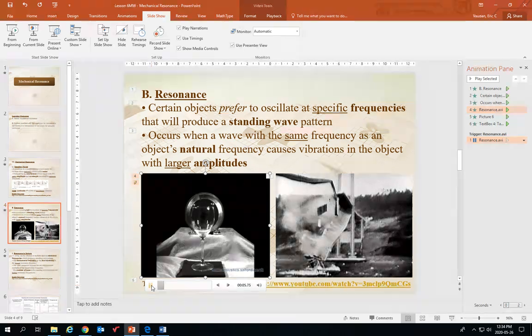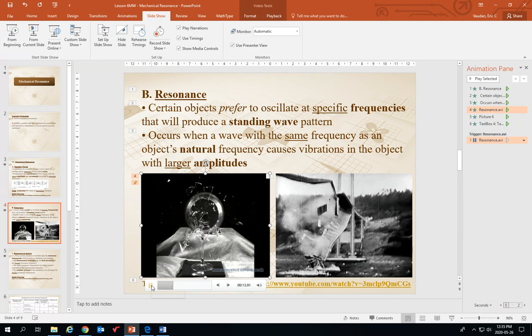Now the issue is the glass is pretty brittle. It can't handle deforming into the shape of a standing wave. So as it starts to vibrate more and more, and gets closer and closer to exhibiting that nice standing wave pattern, it shatters because the glass can't stand being deformed like a standing wave.